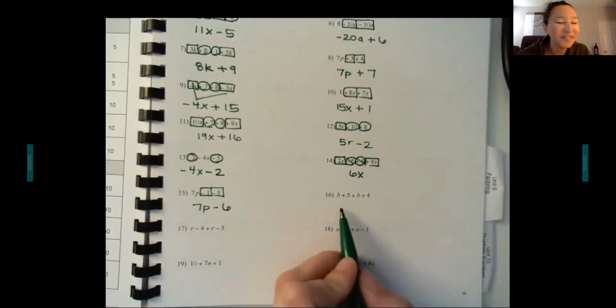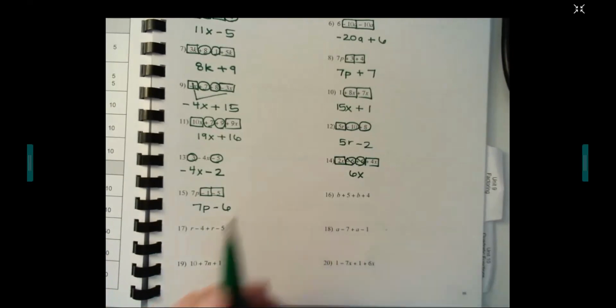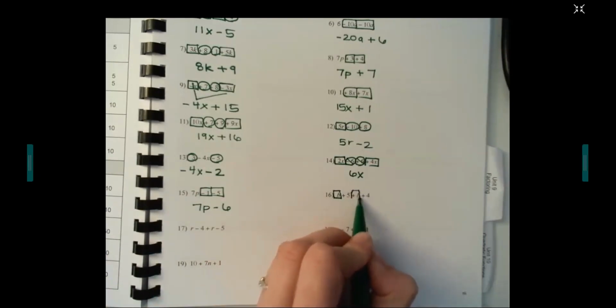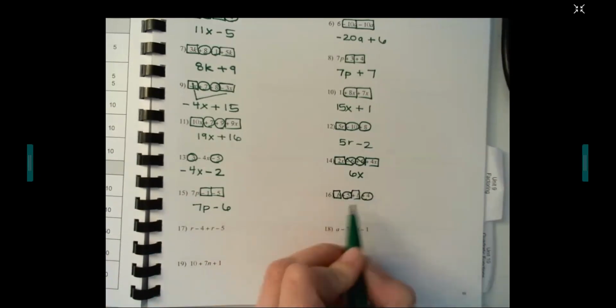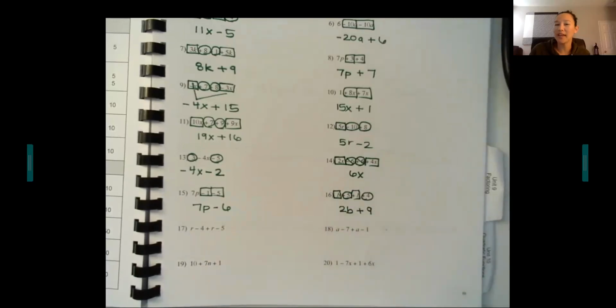Can I get another volunteer for number 16? I can do 16. All right. Thank you, Savannah. So what I did is I boxed up the 2 B's and then I circled the 5 and the 4. And then my final answer was 2B plus 9. Excellent. Very good. Thank you, Savannah.